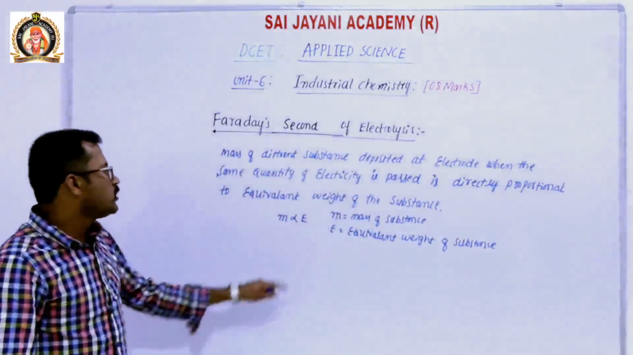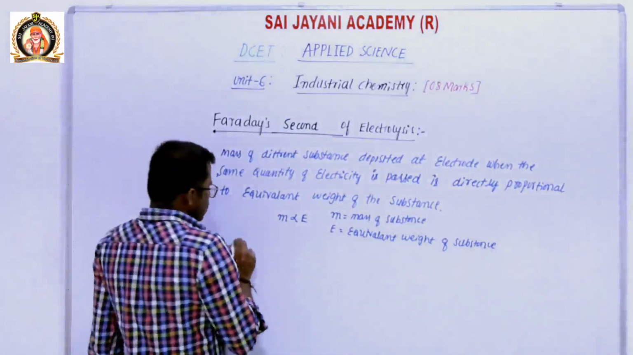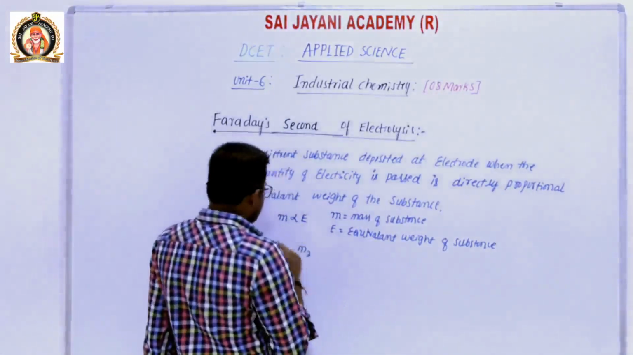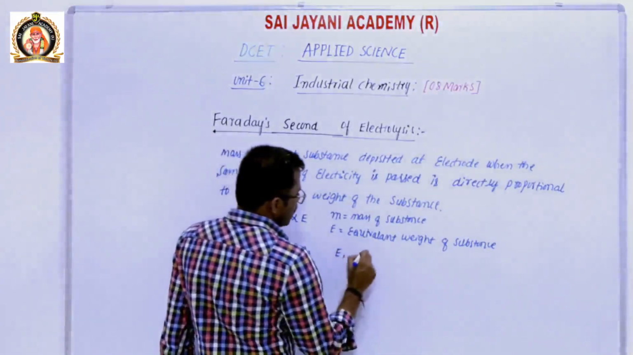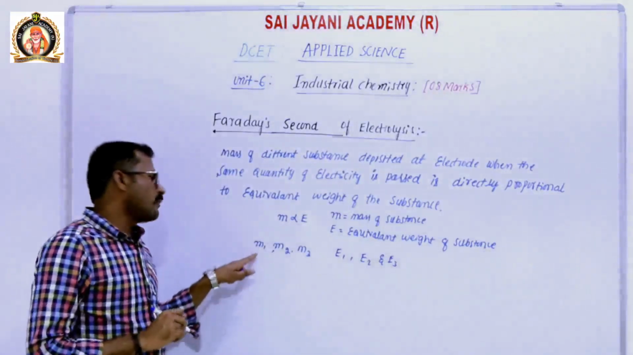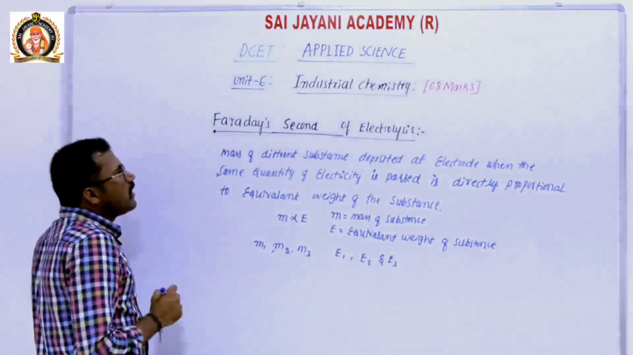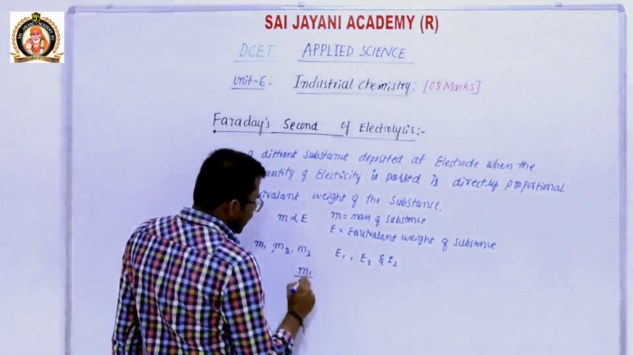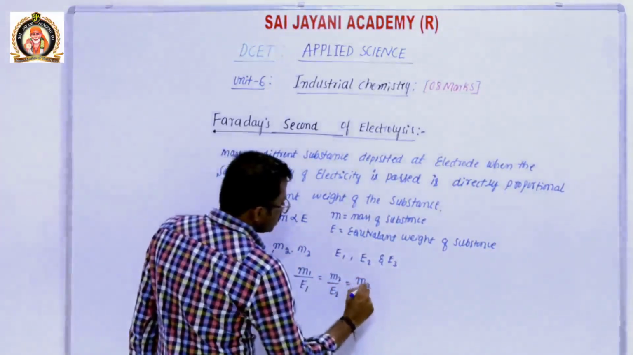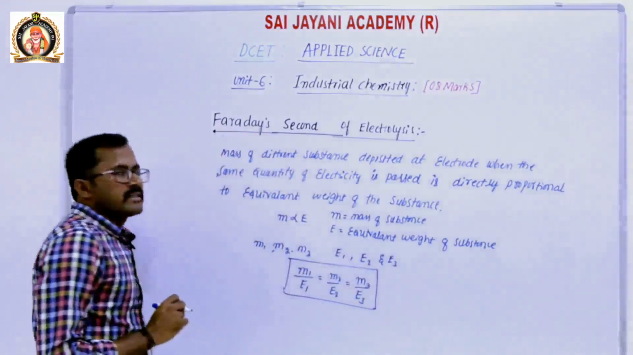So M is directly proportional to E, where M is the mass of the substance and E is the equivalent weight of the substance. Consider three different substances with masses M1, M2, M3 and their equivalent weights E1, E2, E3. Then from Faraday's second law of electrolysis, we can write that M1 by E1 is equal to M2 by E2 is equal to M3 by E3. This is the mathematical relation of Faraday's second law of electrolysis.